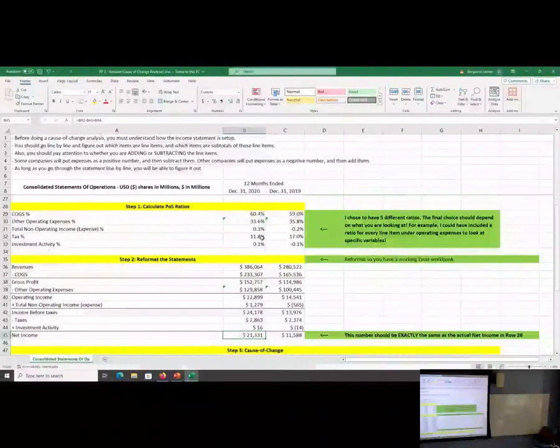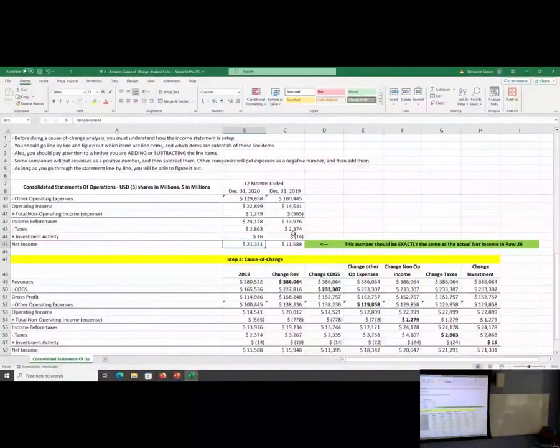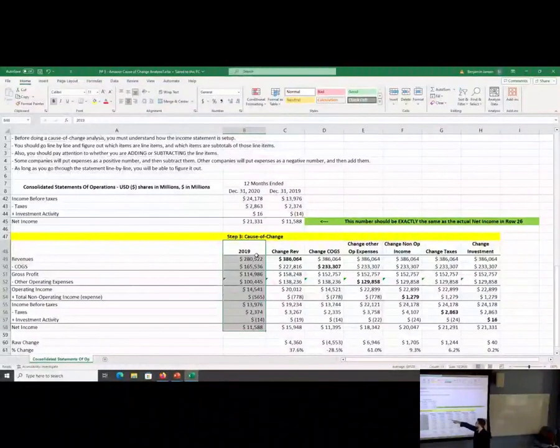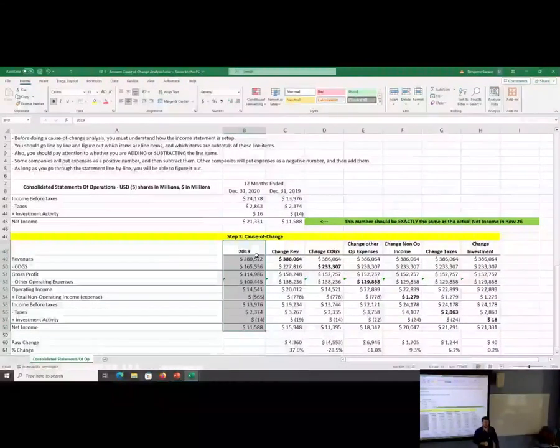All right, so now we get into the real reason that we're here, the cause of change analysis. With the cause of change analysis, like I mentioned, we're evaluating the resulting change on the bottom line from the inputs. So we're starting at the top and working our way down the income statement, to see what the change in the bottom line is going to be.